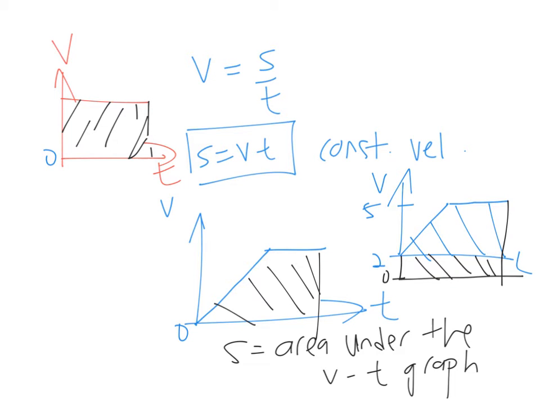So remember, constant velocity, you can use this, or in any other cases, whether it's constant velocity or constant acceleration, if they give you a graph, it means that from this equation, you can use the same idea, which is s equals the area under the vt graph.